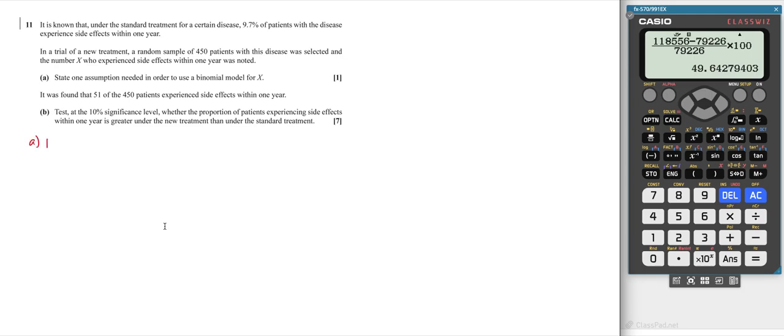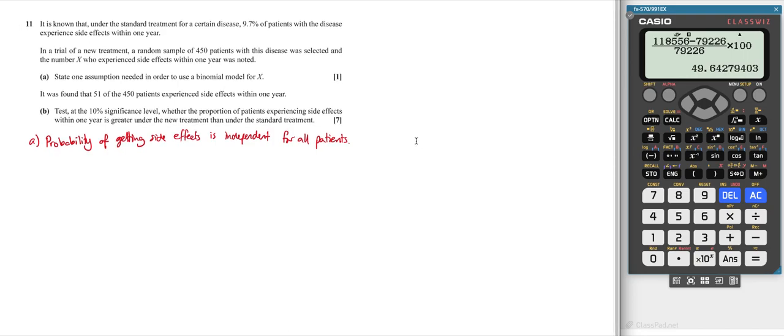The probability of getting side effects is independent for all patients. Or you could say the probability of side effects is the same for everyone, or it's constant, or the patients were a random sample from the entire population. Any one of those three.